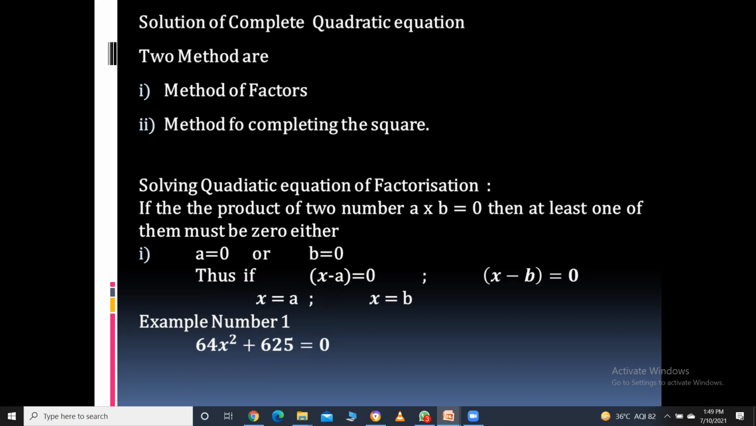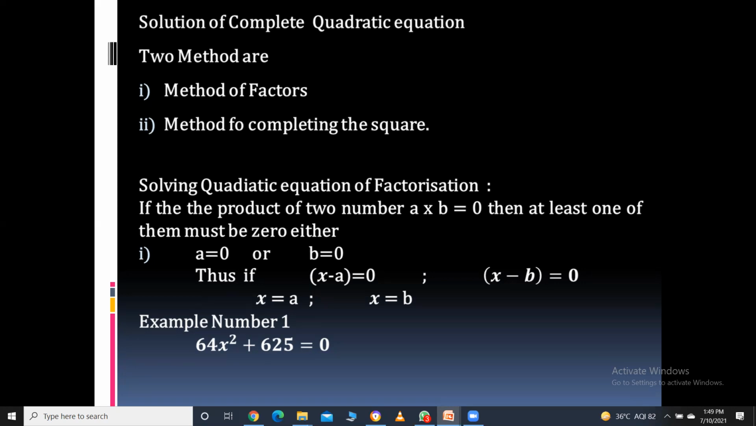In the first case, if the product of two numbers, for example, a into b is equal to 0, then at least one of them must be equal to 0. That is, a is equal to 0 or b is equal to 0. Thus, if x minus a is equal to 0, the value of x will be equal to a. On the other hand, if x minus b is equal to 0, the value of x comes out to be b.